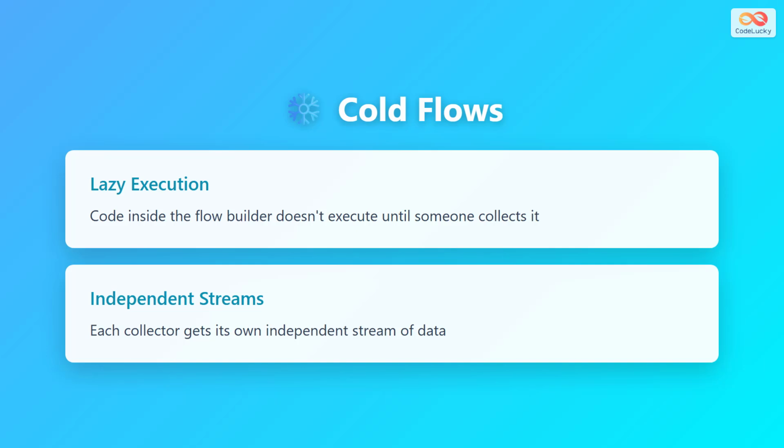Let's start with cold flows. Cold flows have two key characteristics. First, they use lazy execution, which means the code inside the flow builder doesn't actually execute until someone starts collecting from it. Second, they provide independent streams, meaning each collector gets its own separate stream of data. If you have multiple collectors, each one triggers a fresh execution of the flow.